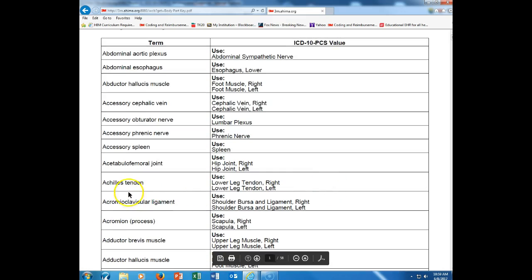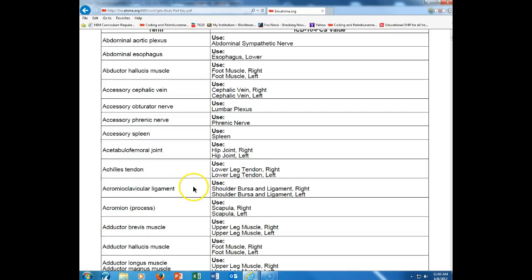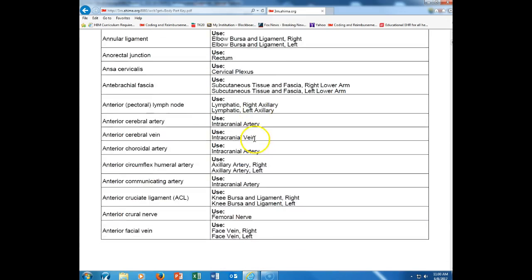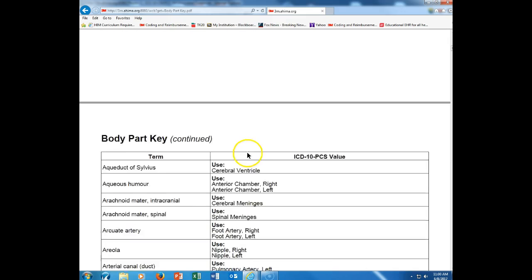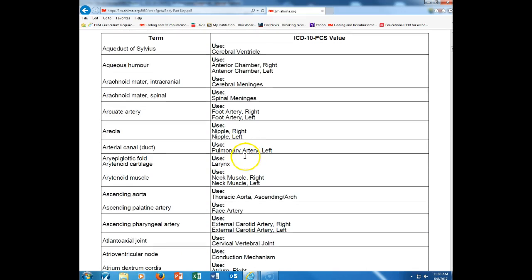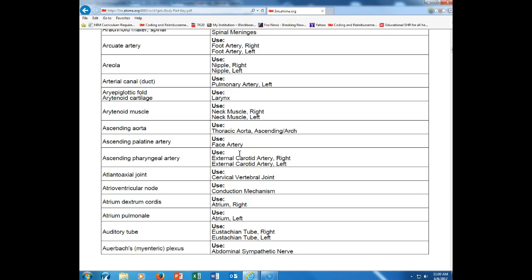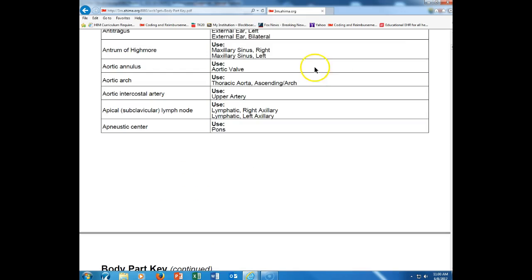Achilles tendon, and Achilles tendon repairs are fairly common, but you have to use lower leg tendon right or lower leg tendon left. Acromioclavicular ligament, you're going to use shoulder bursa and ligament right or shoulder bursa and ligament left. So this particular table is an excellent tool for you. It's in alphabetical order, and if for some reason you're looking for a body part and you can't find it in PCS, come to this particular reference tool.